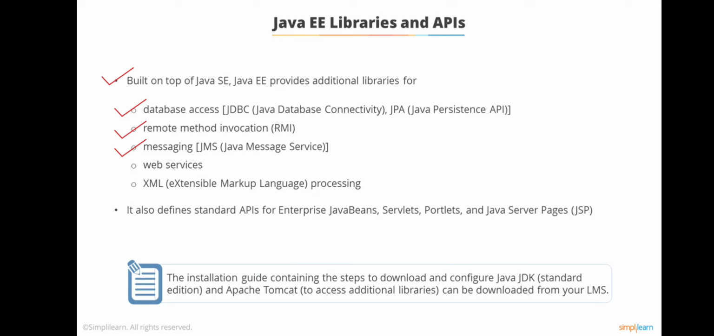When you send an SMS to your colleague, and if the colleague's mobile phone is switched off, in that case he will receive the SMS when he switches on the mobile. Until then, the message will be stored in a queue. Web services and also XML processing. And it also defines standard APIs for creating enterprise Java beans, server-side servlets, portlets, and server-side scripting with JSP.